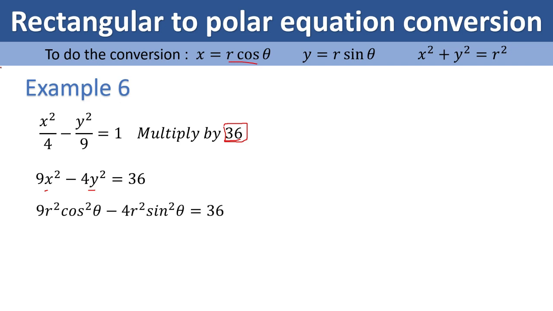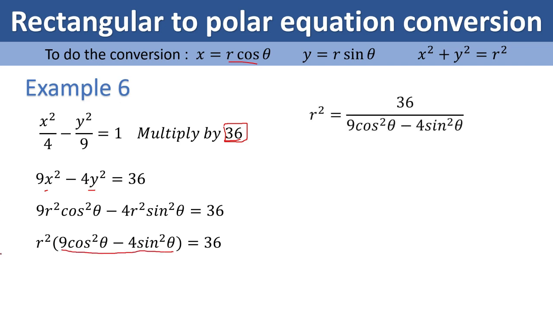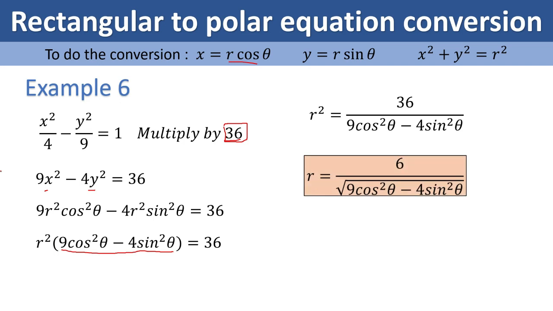You change it. r squared is a common factor. You divide now everything by this expression to leave r alone. And now to remove the square, what do you have to do? Square root. You need to find the square root of everything. And the square root of 36 is 6. And the square root of the denominator is this one.